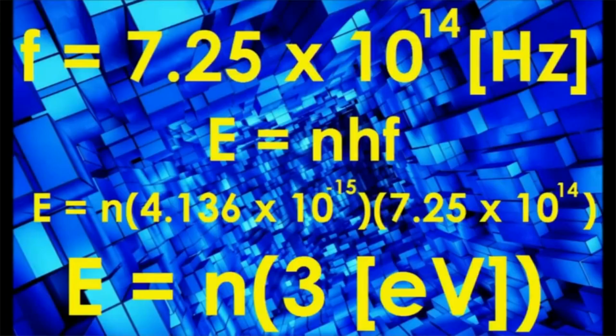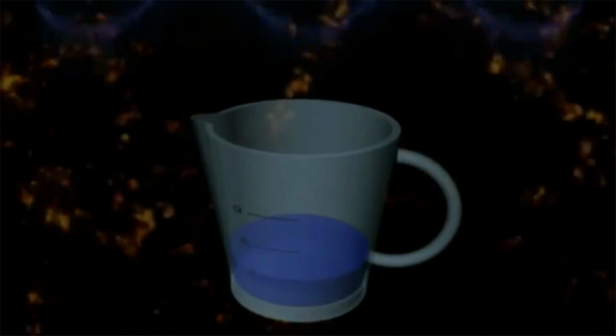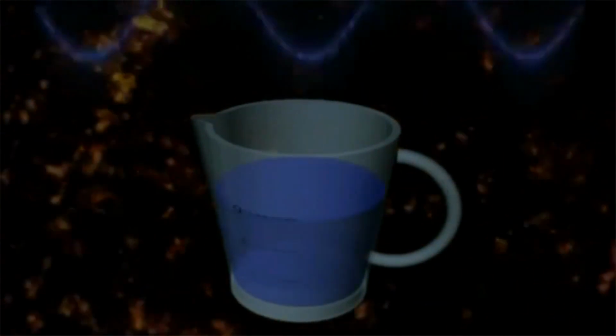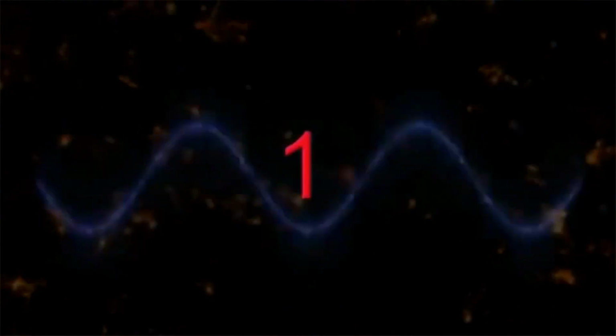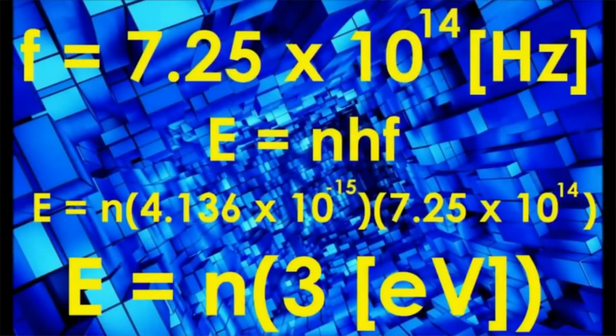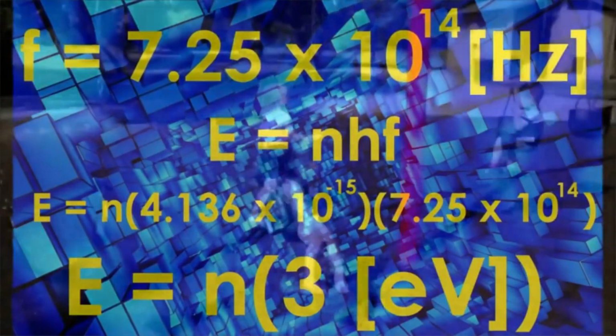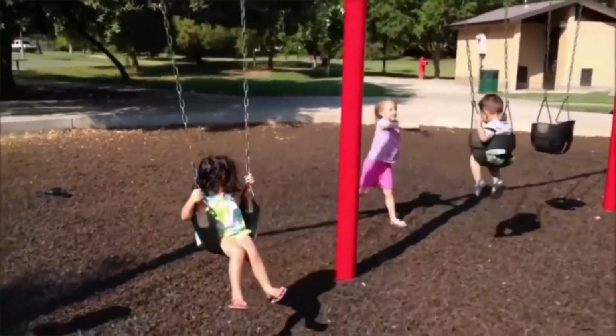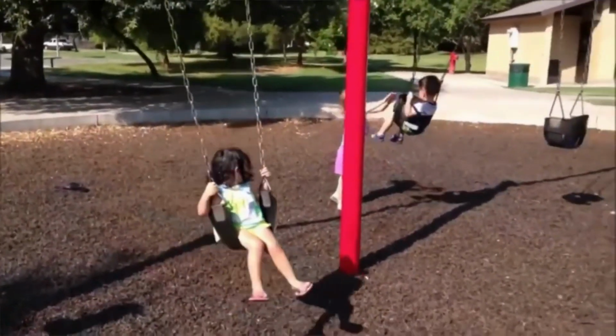This means that the wave can have an energy of 3 electron volts, 6 electron volts, 9 electron volts, and so on, but it can never contain 1, 2, 4, or any number of electron volts that is not an integer multiple of 3. This is a strange result because it's analogous to saying that you can push someone on a swing by 1 foot or 4 feet, but by no amount in between.